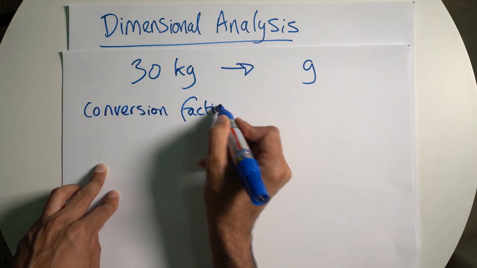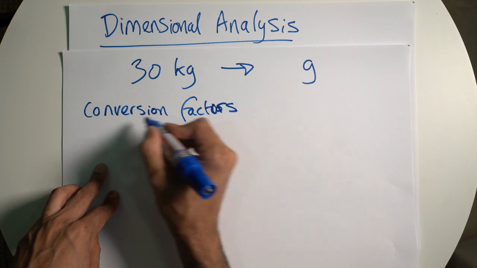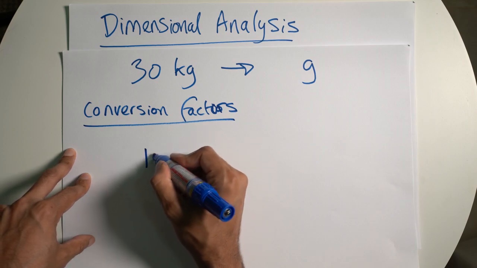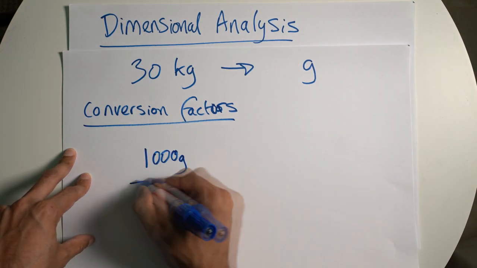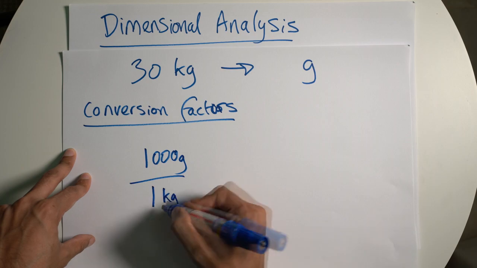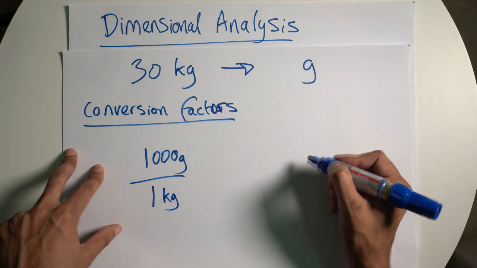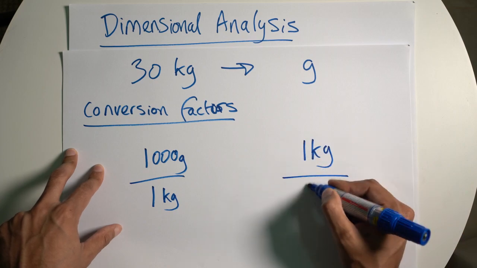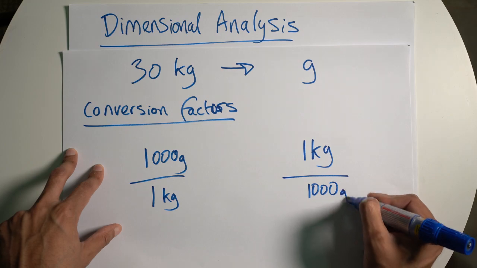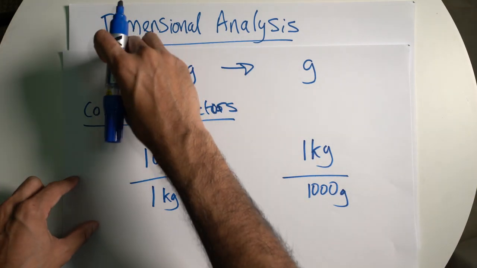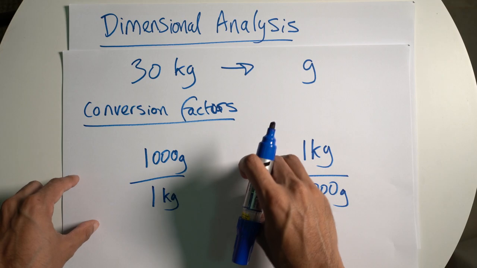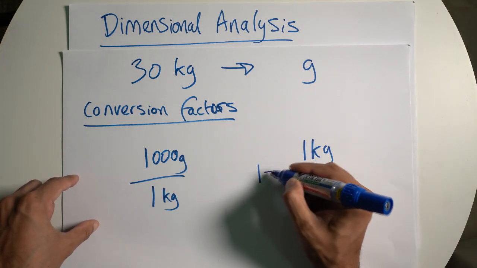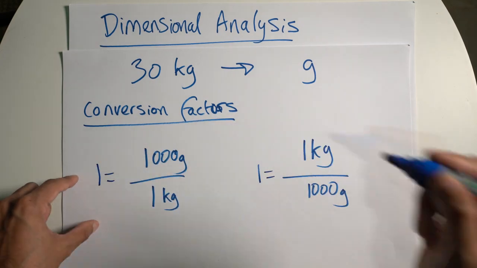Conversion factors. Okay, so the first conversion factor is going to be 1,000 grams in 1 kilogram. And the second way we can write this conversion factor is there's 1 kilogram in 1,000 grams. Now, the idea is you put the number in front of this conversion factor and you multiply it out. And for that reason, we put 1 equals like this.